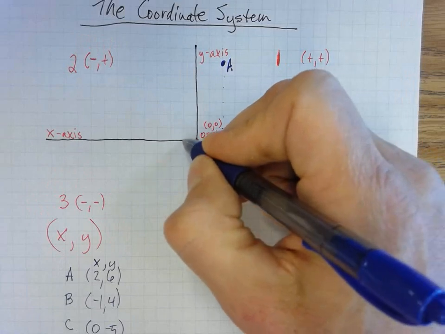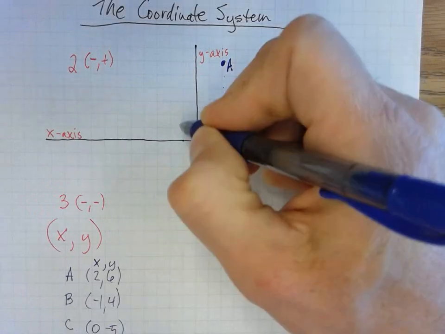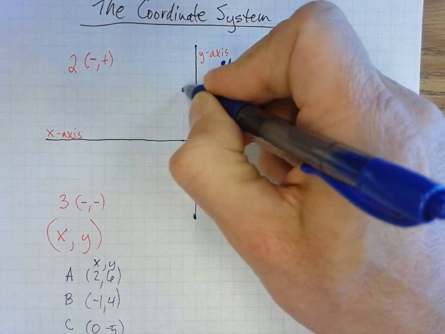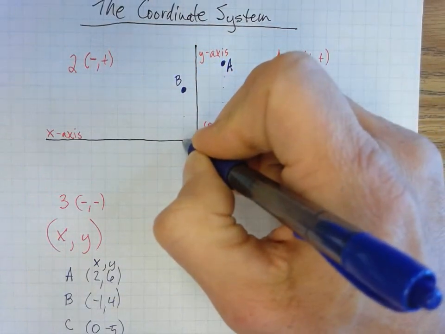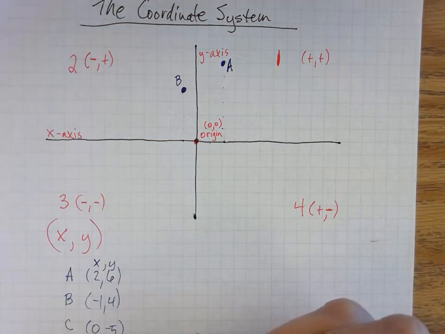So we're going to come over -1 from the origin, and then up 1, 2, 3, 4. And we're going to put a little B right there beside that point. That's -1 on the x, +4 on the y.